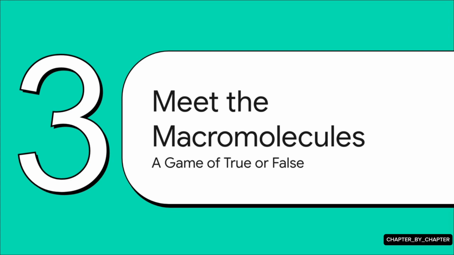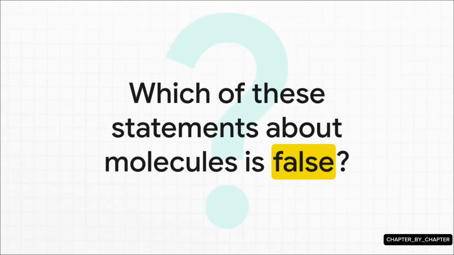Okay, so we've got our elements. Now, let's see how they get together to form the giant molecules, the macromolecules that do all the heavy lifting in our bodies. And for this next part, we're going to play a little game of spot the lie. The rules are simple. I'm going to show you 4 statements. 3 of them are totally true, but one of them has a pretty big mistake in it. Your job is to find the fake. Let's start with statement A.